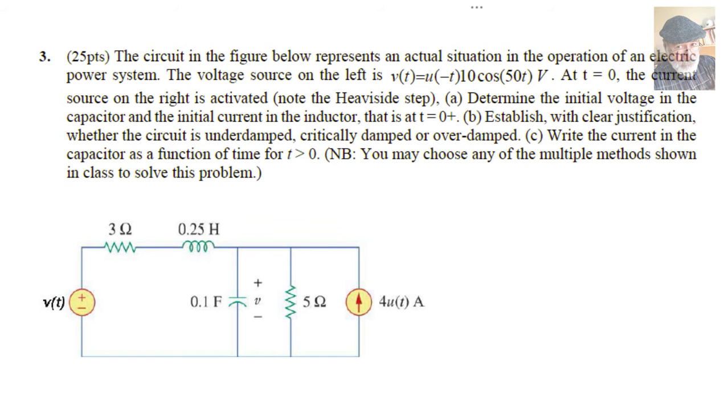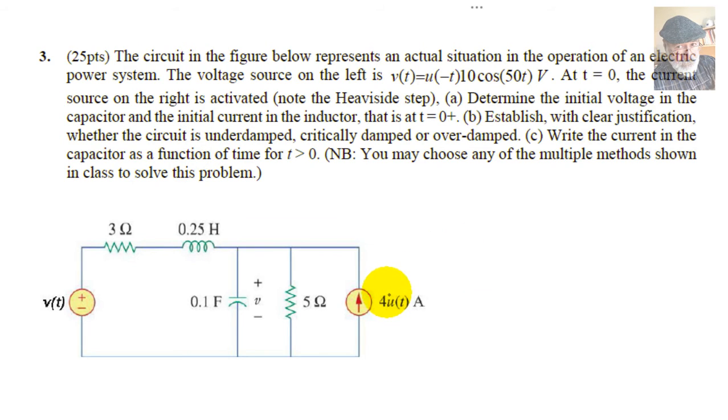And now we go with problem 3 of the midterm, a second order circuit. The circuit in the figure has a voltage source on the left with the value v(t) = u(-t) times 10 cosine 50t volts. At t equals 0, the current source on the right, this one, is activated. Observe there is a Heaviside step there, right?